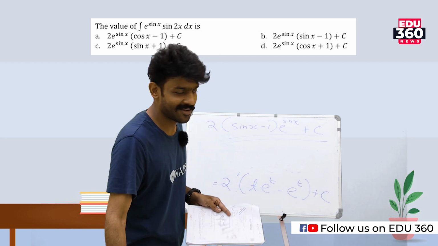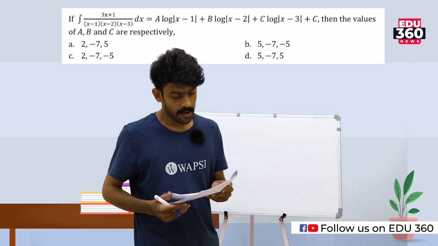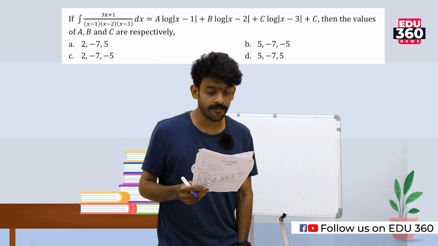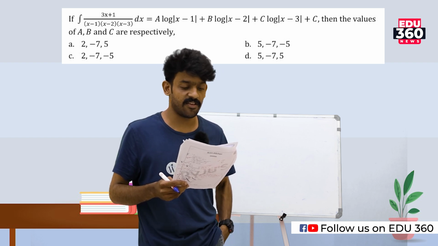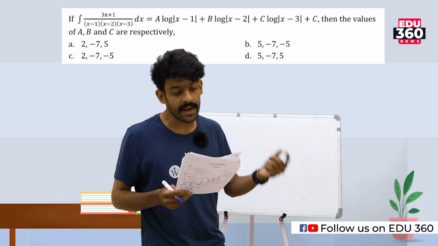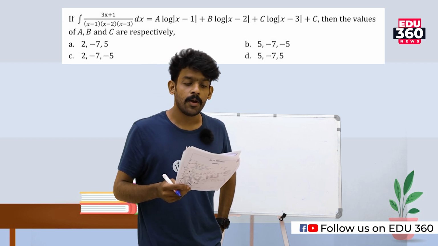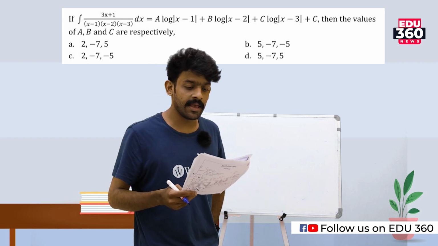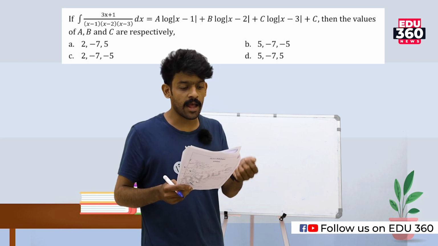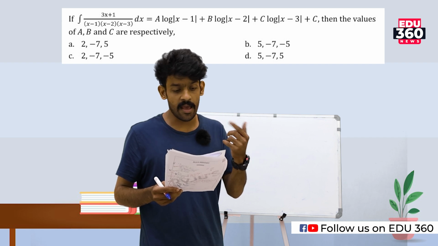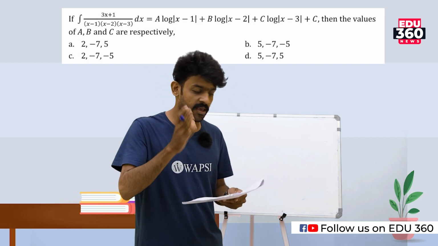We are moving on to the second question. Let me read the question. If the integral of 3x plus 1 divided by x minus 1 into x minus 2 into x minus 3 dx is given as a log mod x minus 1 plus b log mod x minus 2 plus c log mod x minus 3 plus c, then the values of a, b and c are respectively. So for this question we need to find the values of a, b, c.